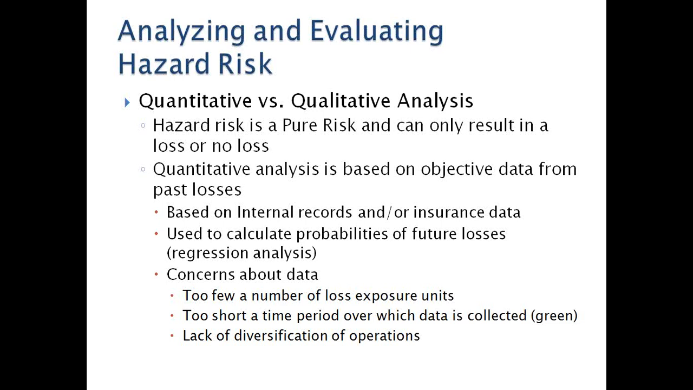So when we talk about quantitative, what type of data are we looking at? Typically, we're going to be looking at internal records, either our own loss data that we would have based upon managing our own claims, or it might be insurance data. The reason the 'and' is in there is that we might retain a certain amount of losses, but certain things might get transferred to the insurance company for excess, so we might have to take a look at their numbers and what they have for us.